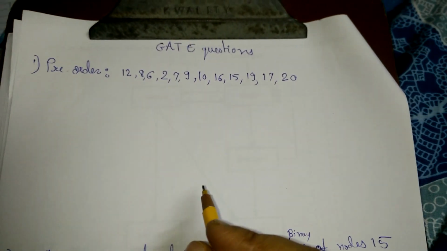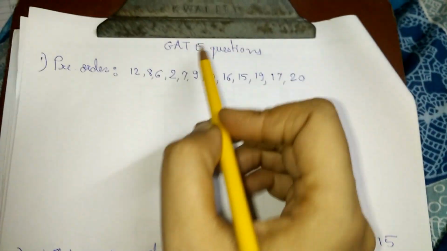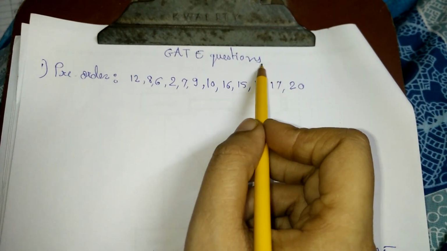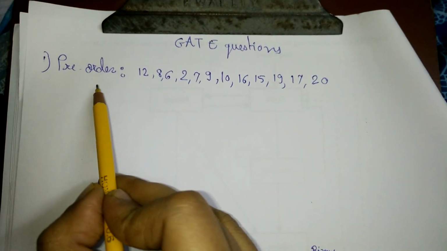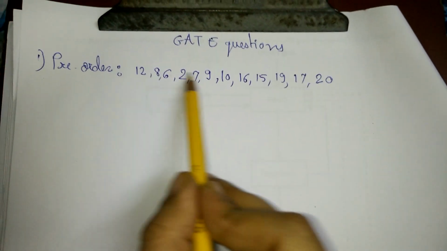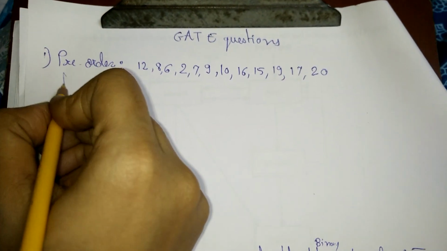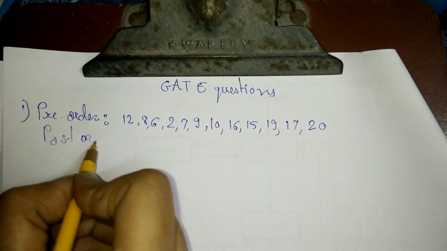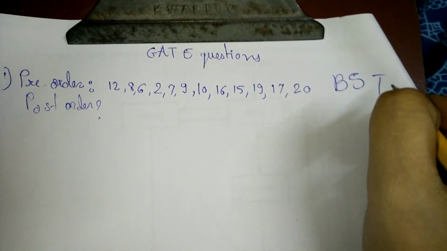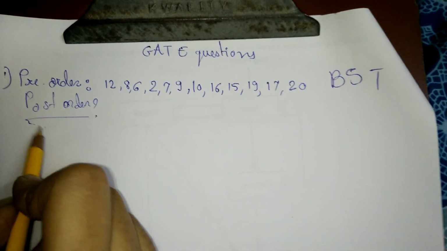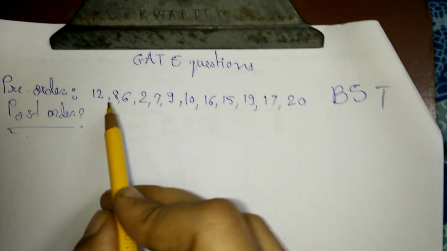See, what are the different types of GATE questions or GATE examination has asked based on the binary search tree or binary trees? The first type of question that can be asked is, if the pre-order sequence is given, then what will be the post-order sequence for this binary search tree?